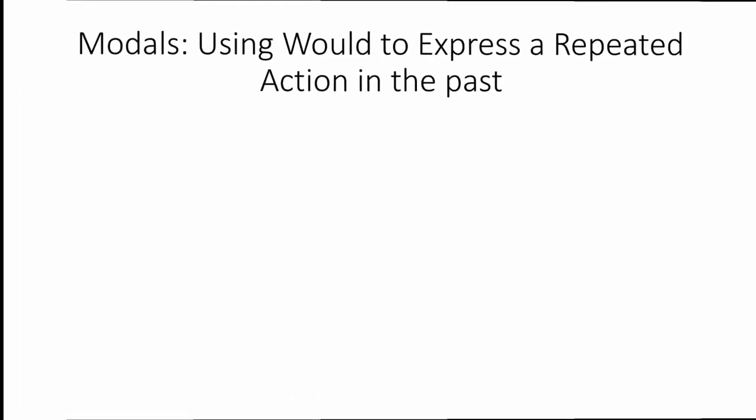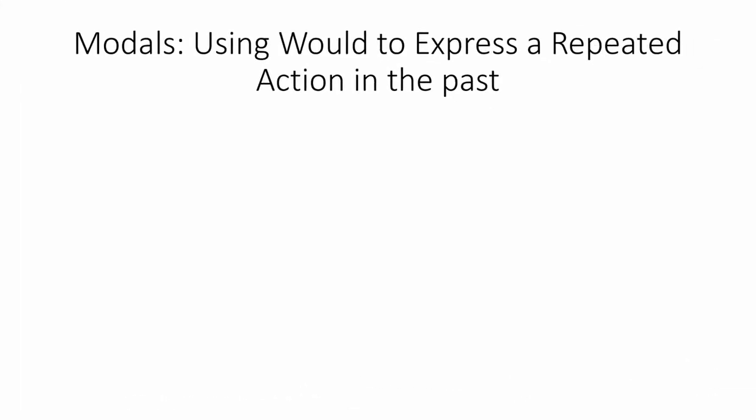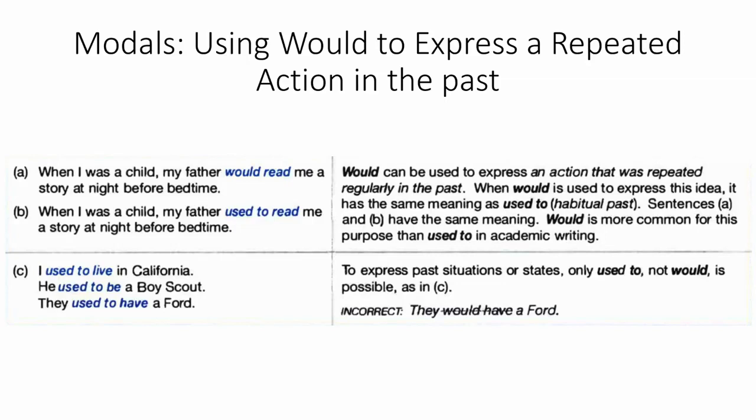So, dear students, we will start with the first chart. We talk about using would to express a repeated action in the past. So here we have two things. The first thing is a repeated action in the past. We are going to talk about an action that was repeated in the past, and the modal we can use for this kind of situation is the modal would.